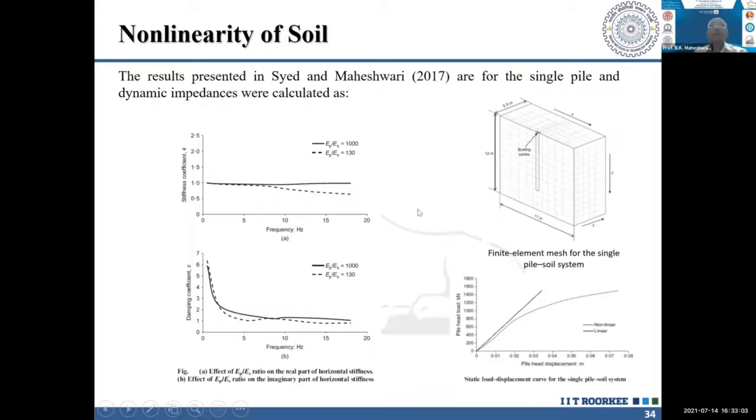Then continue with Saeed and Maheshwari, who also considered different elasticity of soil. So you could see the result here. When we change the EP by ES ratio, where EP is the Young's modulus of the pile and ES is the Young's modulus of soil. So these are the results shown here.